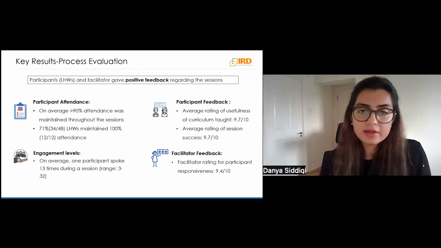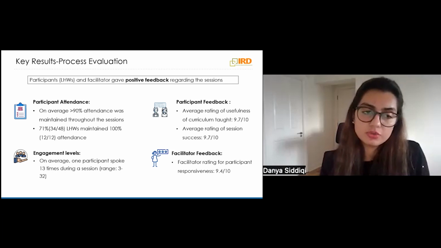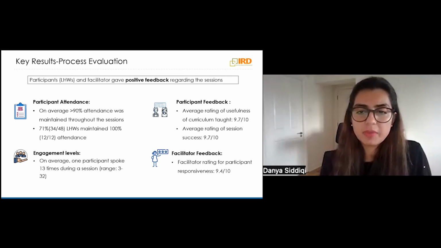So we looked at these 4 key measures. We looked at the participant attendance, and we saw that on average, more than 90% attendance was maintained throughout the sessions. And 71% of the LHWs maintained 100% attendance across all sessions. Then we also monitored the engagement levels of the LHWs during the sessions, and on average, one participant spoke about 13 times during each session.